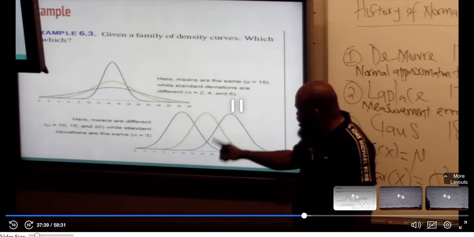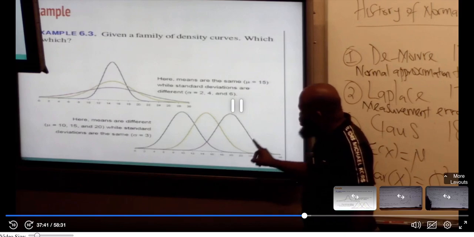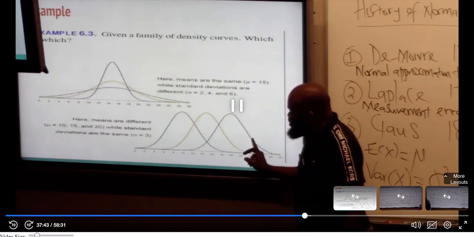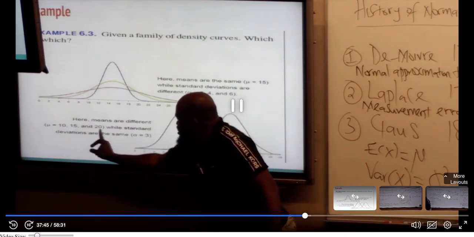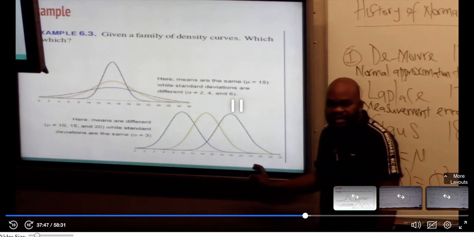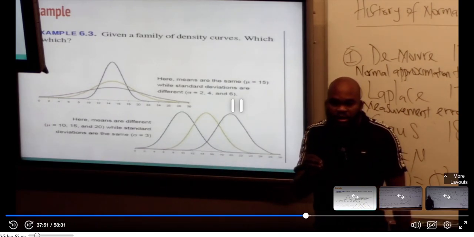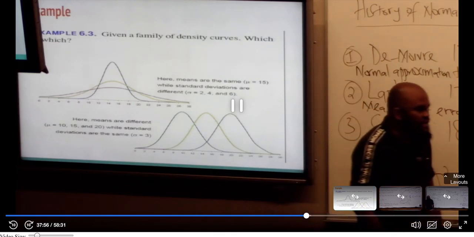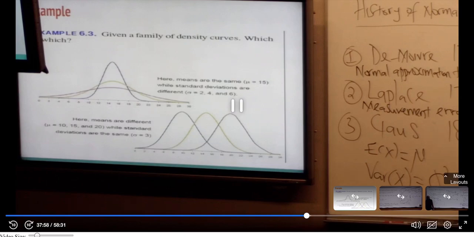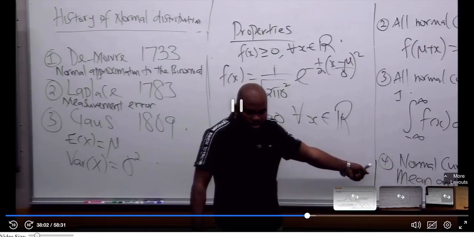And this is another one where they have different centers. Different centers means they have means 10, 15, 20, but they have the same standard deviation. So the shape of a normal curve depends on the values of the mean and the standard deviation. That is going to be property number 4. Does that make sense? Is there any question about that?